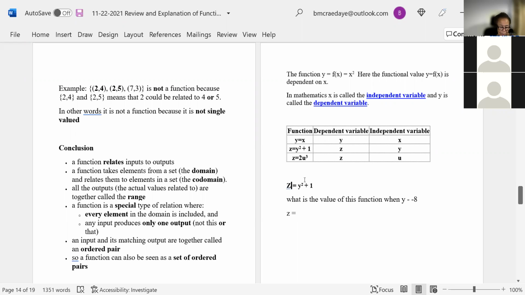Negative 8. How are you getting negative 8? You say the function is negative 8. Well, y equals negative 8. What is the value of z? What is the value of the function when y is negative 8? Wherever you see y, you want to put a negative 8.